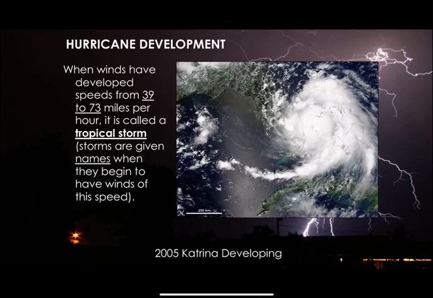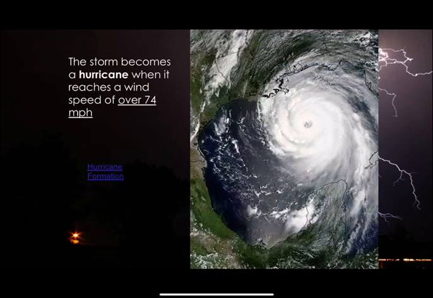This is a picture of Hurricane Katrina. This is a hurricane that developed in 2005 and was devastating to Louisiana, Florida, and Texas areas in the United States. The storm becomes a hurricane when it reaches a wind speed of over 74 miles an hour.